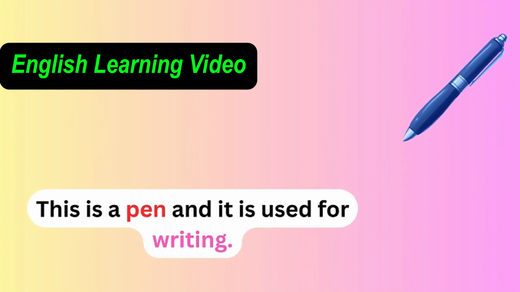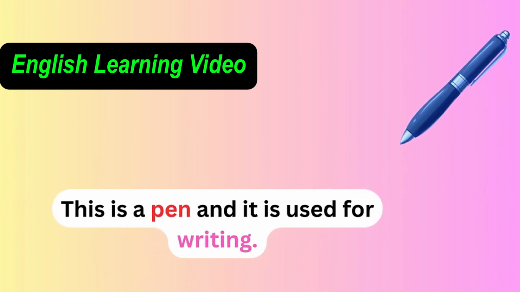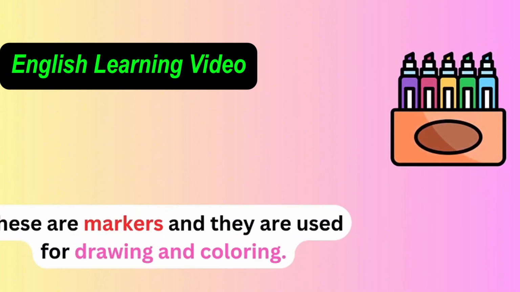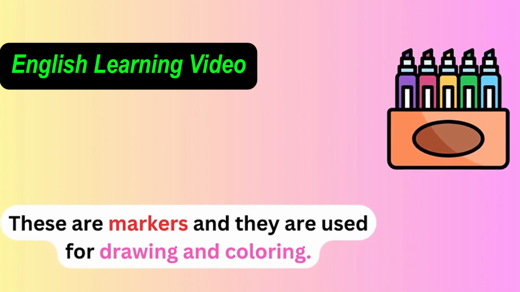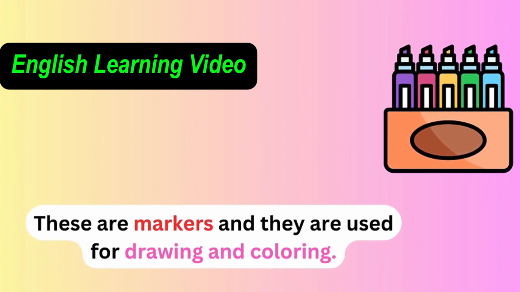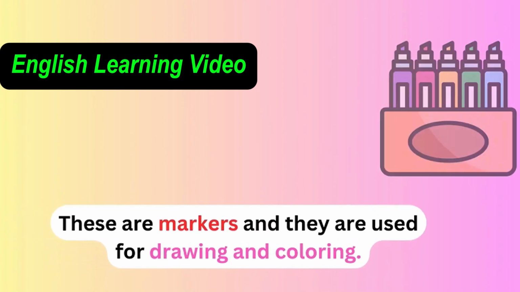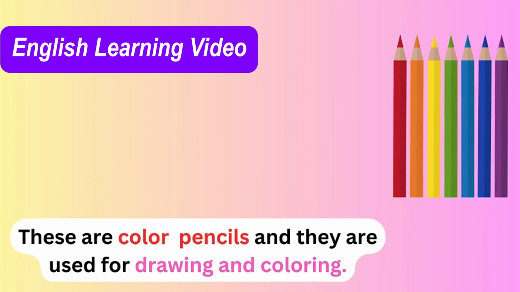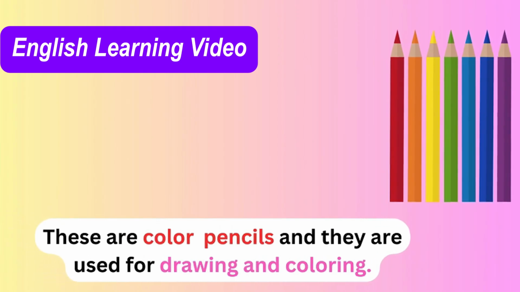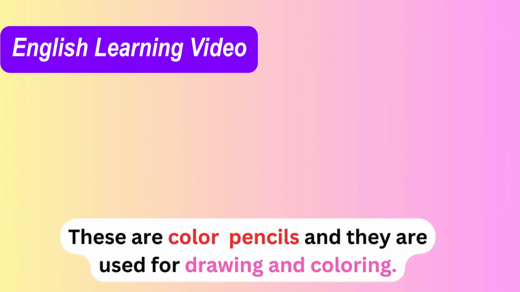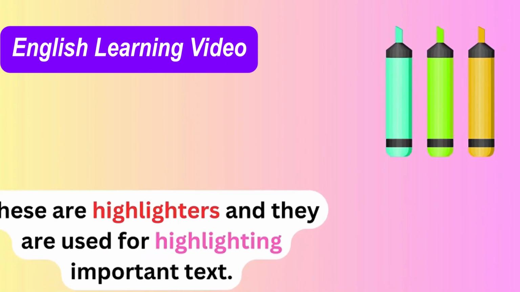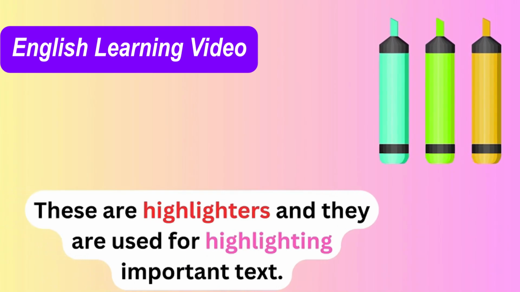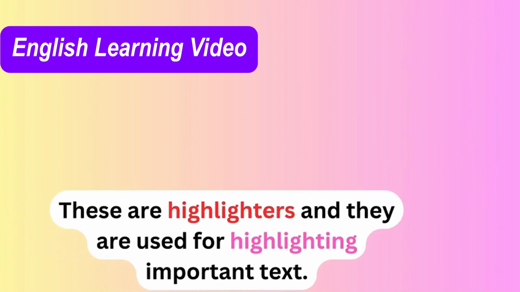This is a pen and it is used for writing. These are markers and they are used for drawing and coloring. These are colored pencils and they are used for drawing and coloring. These are highlighters and they are used for highlighting important text.